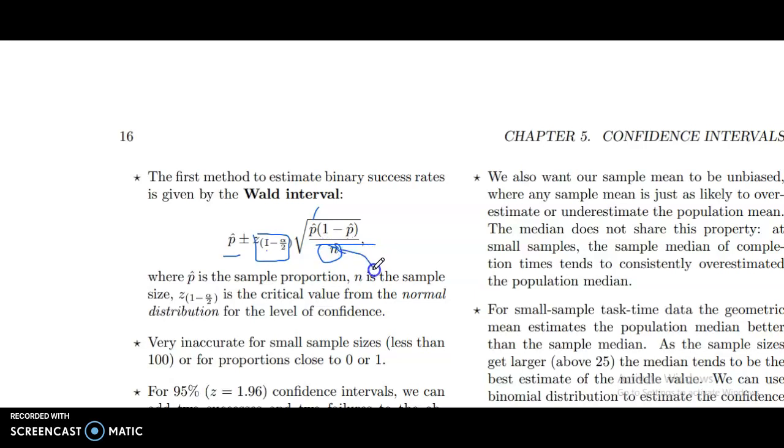Then we take the square root. Square root means, if we square 2 we get 4, so square rooting reduces the value. Then multiply this by Z, and add or subtract it from the proportion. This is called the Wald interval.